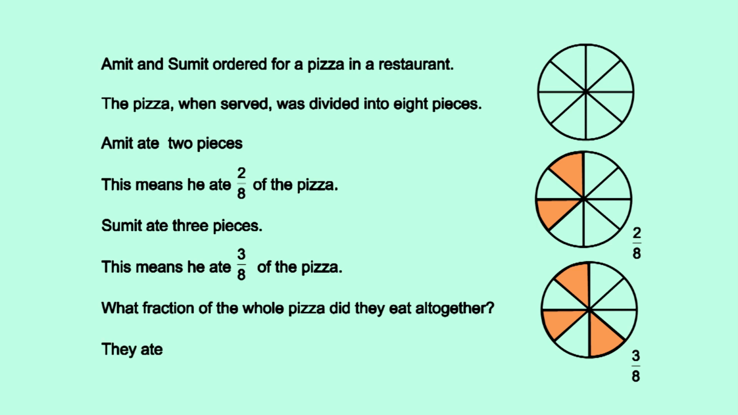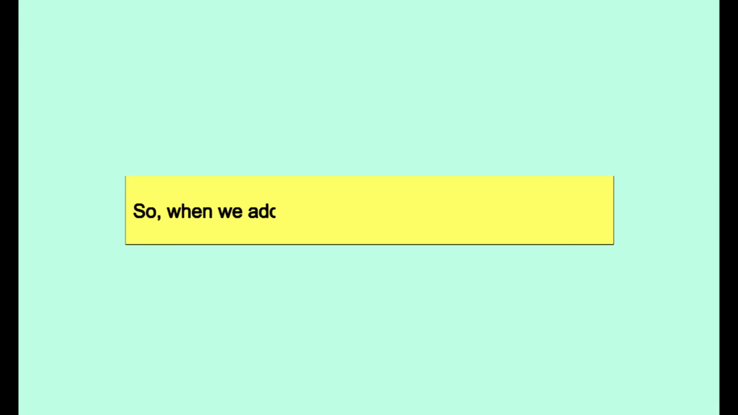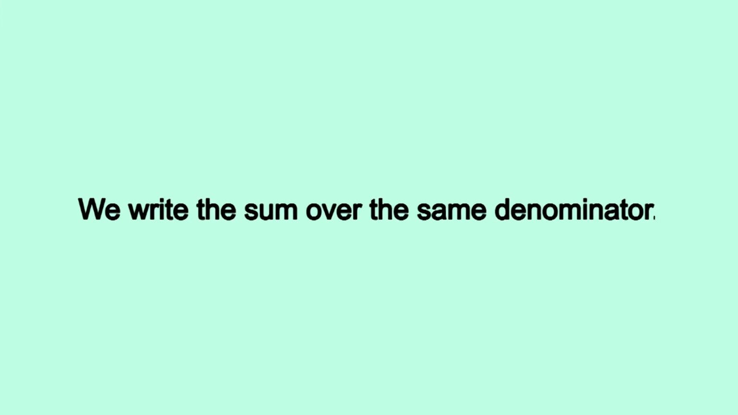They ate 2 by 8 plus 3 by 8 is equal to 2 plus 3 by 8 is equal to 5 by 8 of the whole. So when we add like fractions, we add the numerators. We write the sum over the same denominator.